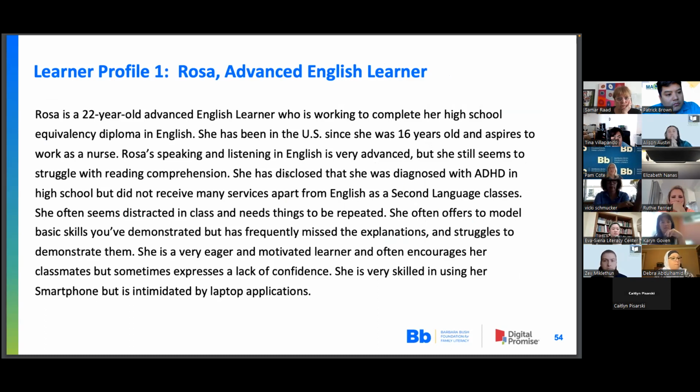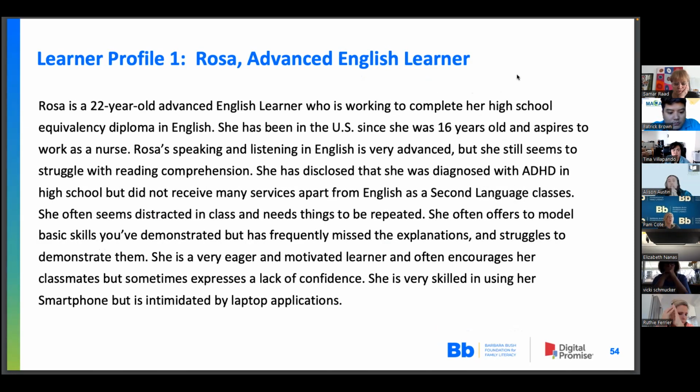So we're going to start out, I'm going to read the learning profile for Rosa. So Rosa is a 22-year-old advanced English learner who is working to complete her high school equivalency diploma in English. She has been in the US since she was 16 years old and aspires to work as a nurse. Rosa's speaking and listening in English is very advanced, but she still seems to struggle with reading comprehension. She has disclosed that she was diagnosed with ADHD in high school, but did not receive many services apart from English as a second language classes.